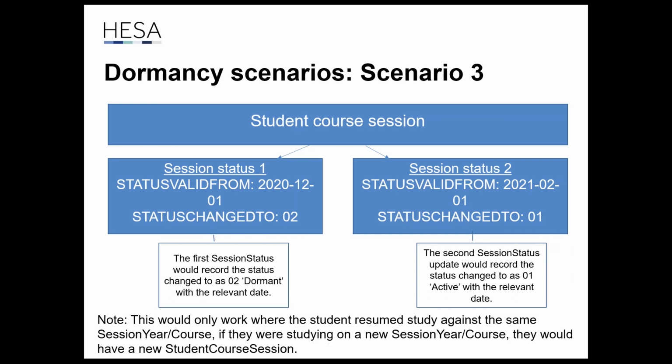Quick note on this one as well. This way of returning the student would only work if they resume study against the same associated session year and course. So if the student's period of dormancy meant that when they returned they were on a different session year or they'd switched cohorts, then they would need a new student course session to reflect that. So we went through that example in one of the previous sessions when we were looking at session years.